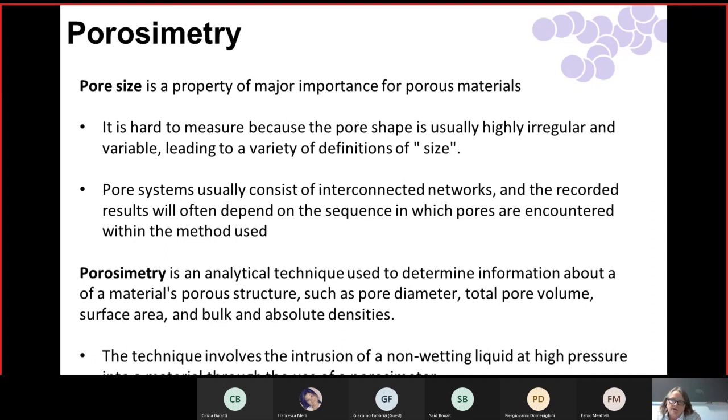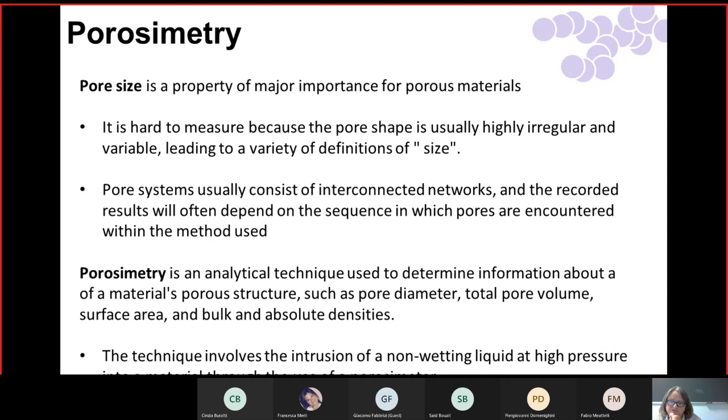So porosimetry is an analytical technique that we use to determine information about porous structure, such as pore diameter, total pore volume, surface area, and bulk and absolute density. So we use it for that. And what it does is it involves the intrusion of a non-wetting liquid, or gas is what we use, at high pressure into a material by using what's called a porosimeter.